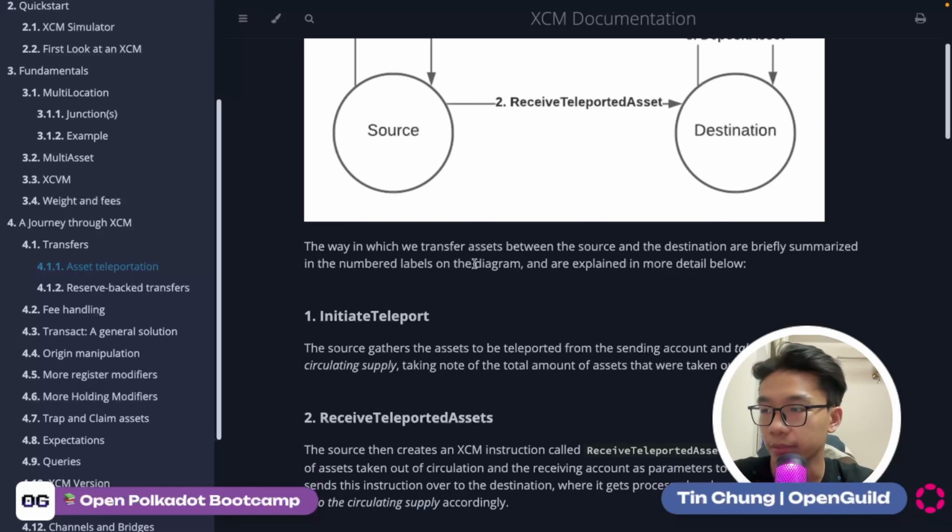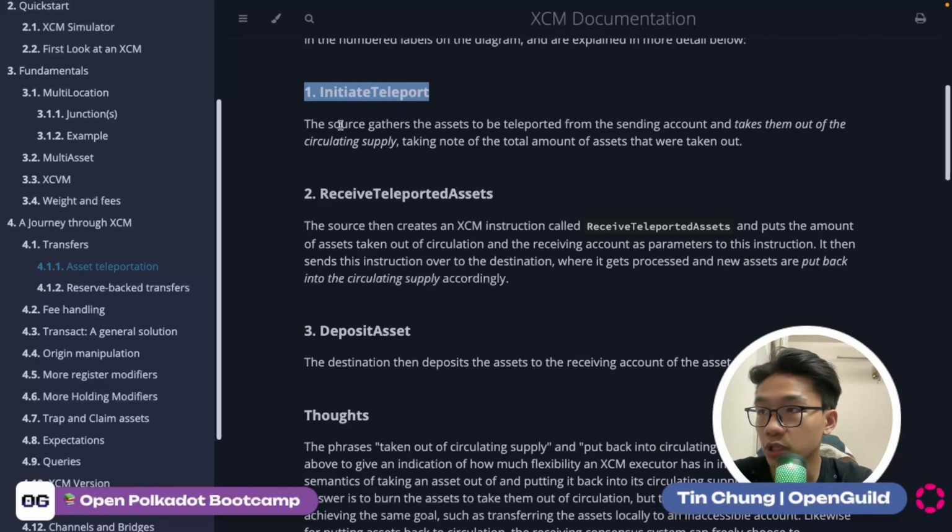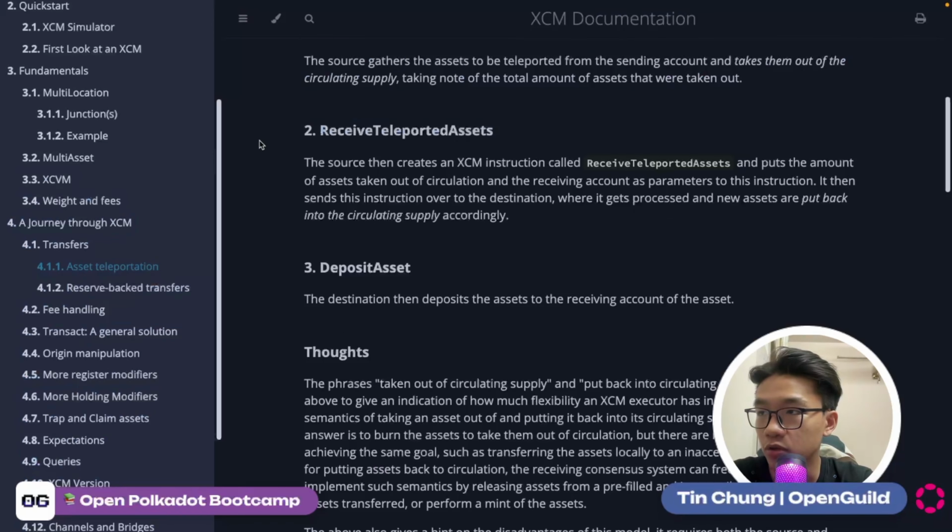So we're going to learn right now about initiate teleport. The source gathers the asset to be teleported from the sending account and takes them out of the circulating supply, taking note of the total amount of the asset that was taken out. Receive teleported asset: the source then creates an XCM instruction called receive teleported asset, puts in the amount of asset taken out of circulation, and lets the receiving account be a parameter to this instruction. It then sends the instruction over to the destination where it gets processed and new assets are put back into the circulating supply accordingly. The destination then deposits the asset to the receiving account.